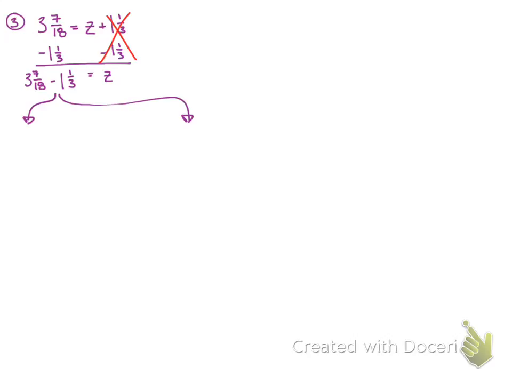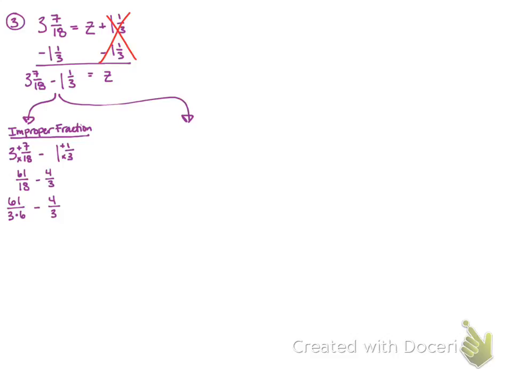And there's two ways to do this. We can do the improper fraction way, which I'm going to show you first, which means to come up with an improper fraction. 18 times 3 plus 7 is 61 over 18. 3 times 1 plus 1 is 4 over 3, so it's 61 over 18 minus 4/3. We need to come up with a common denominator.